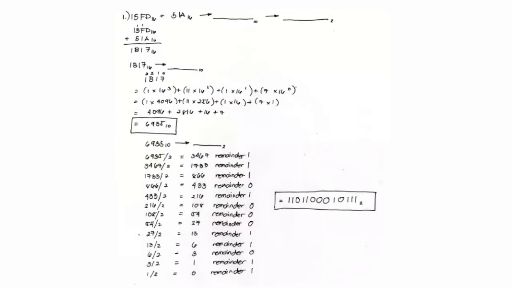Letter B for the solvings. For the first problem, our given is 15FD base 16 plus 51A base 16. So now, let's start adding the two given. Let's start adding D and A.